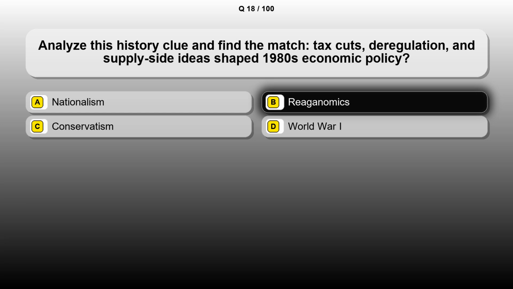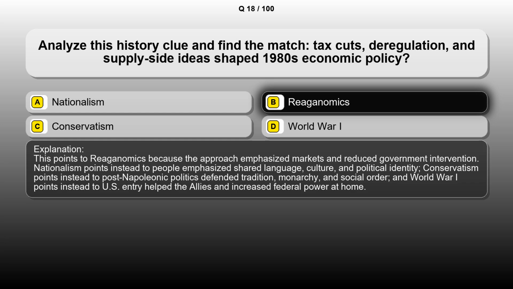The correct answer is option B, Reaganomics. This points to Reaganomics because the approach emphasized markets and reduced government intervention. Nationalism points instead to people emphasized shared language, culture, and political identity. Conservatism points instead to post-Napoleonic politics defended tradition, monarchy, and social order. And World War I points instead to U.S. entry helped the Allies and increased federal power at home.